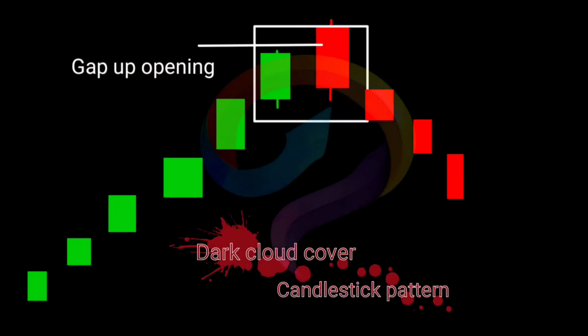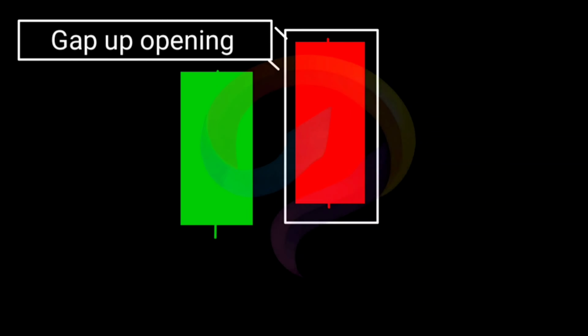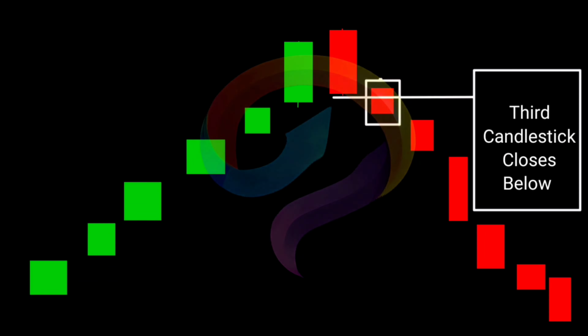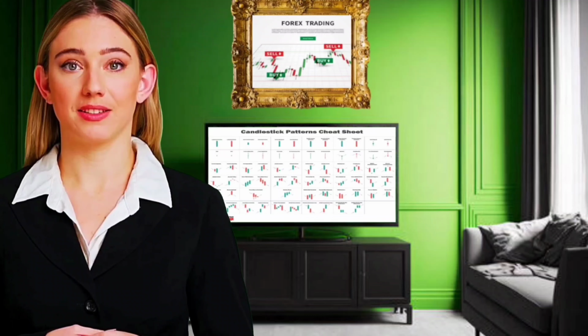Dark cloud cover is a bearish reversal pattern that occurs during an uptrend. This pattern is formed when a bullish candle is followed by a bearish candle that opens above the high of the previous candle, but closes below the midpoint of the first candle. This pattern shows that the bulls were in control initially, but the bears have taken over and are now pushing the price down. The confirmation of this pattern is when the next candle after the second one opens lower than the close of the second candle, indicating further bearish momentum. Traders who identify this pattern can take a short position in anticipation of further price declines.